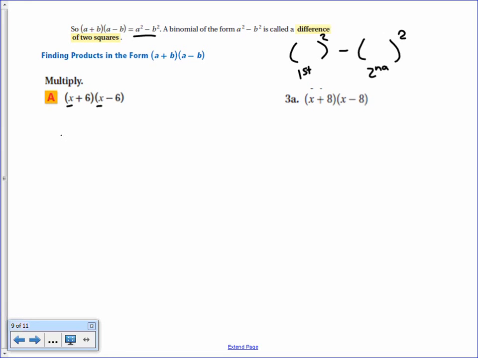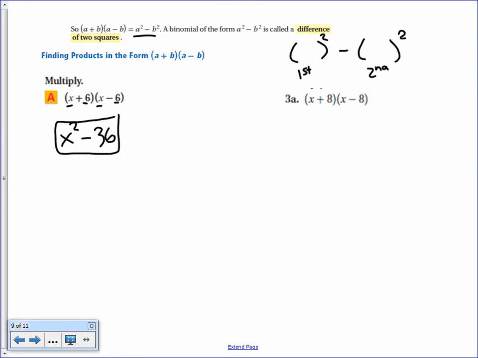So for letter A, what's the first term in each? It's x, so you've got to square that. So that's x squared. The second term is 6 in each. So minus, it's always going to be minus. And then when you square the 6's, it's going to give me 36.